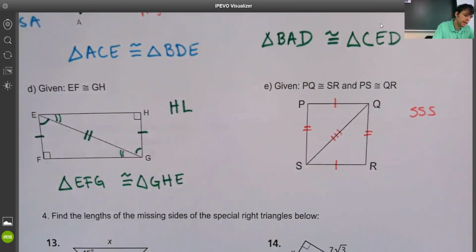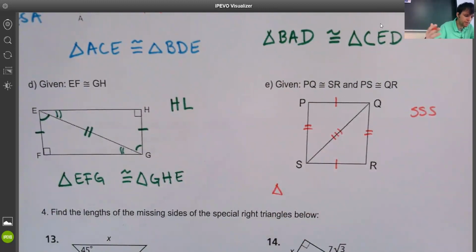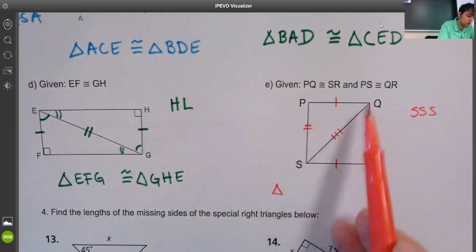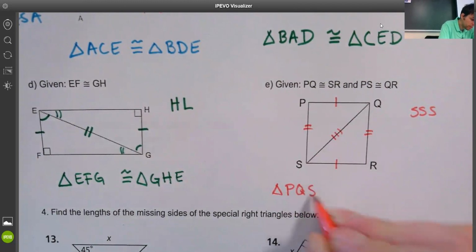So there we go. And finally, congruence statement. Name it however you want. I'm going to go PQS. And I could pick other namings for this, but this is the one I'm going with.